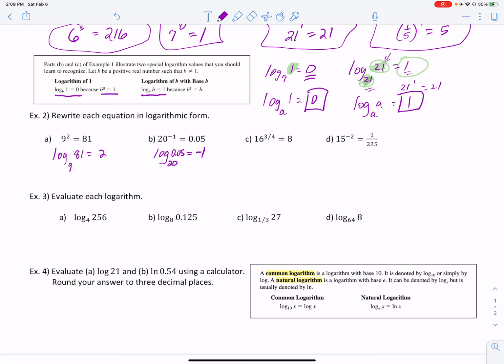Part C, log base, the base is 16, make sure it is a subscript, leave space, and the output of the logarithm is the exponent that you raise the base to get 8. And the argument of the logarithm is the value of 8.